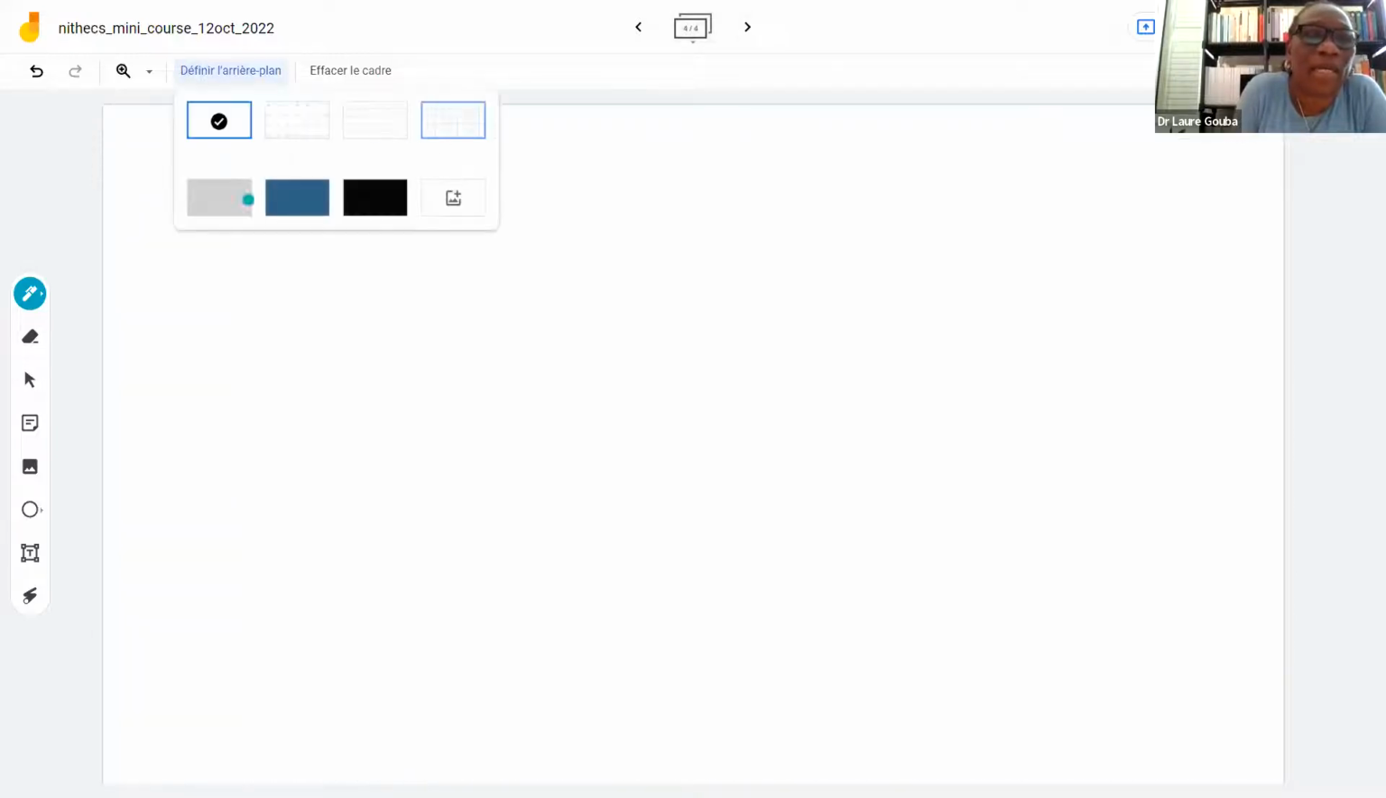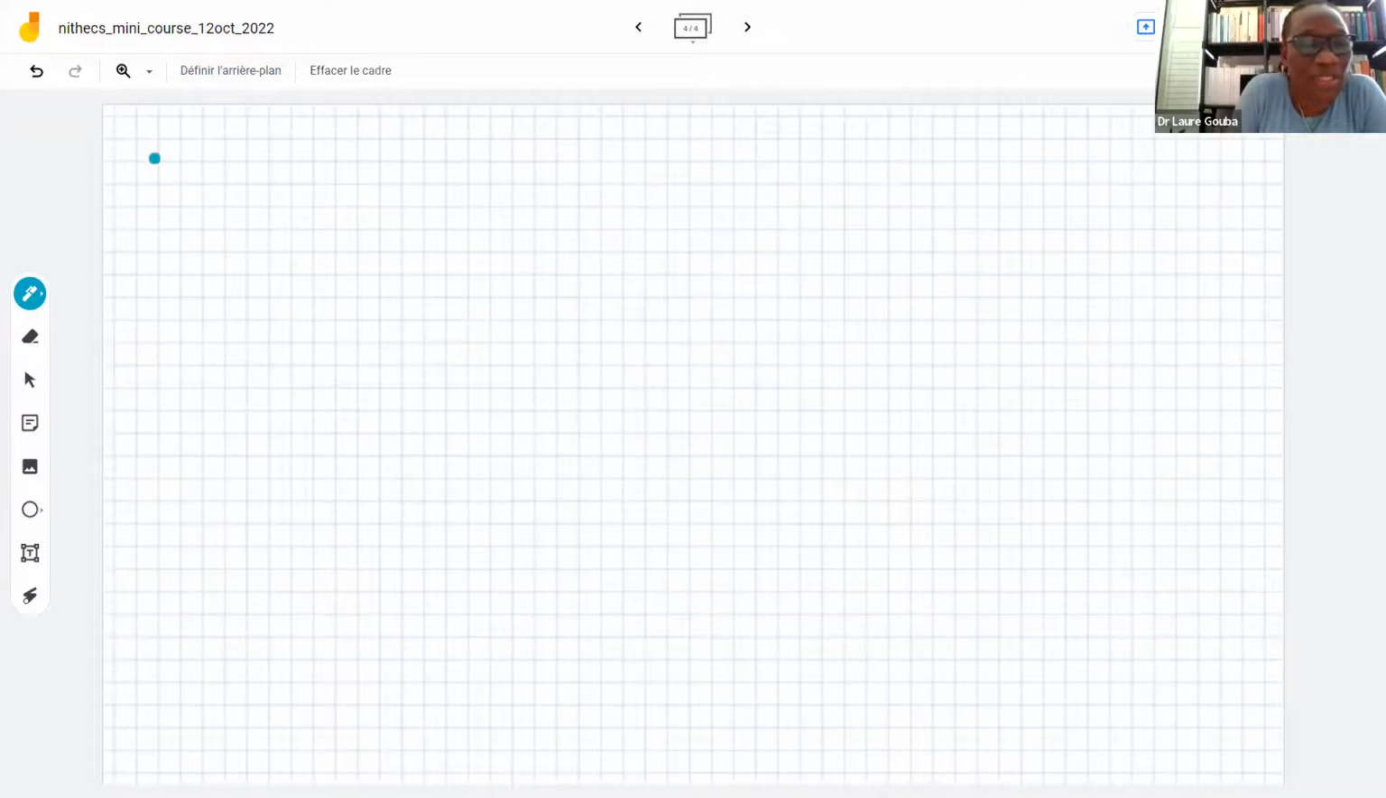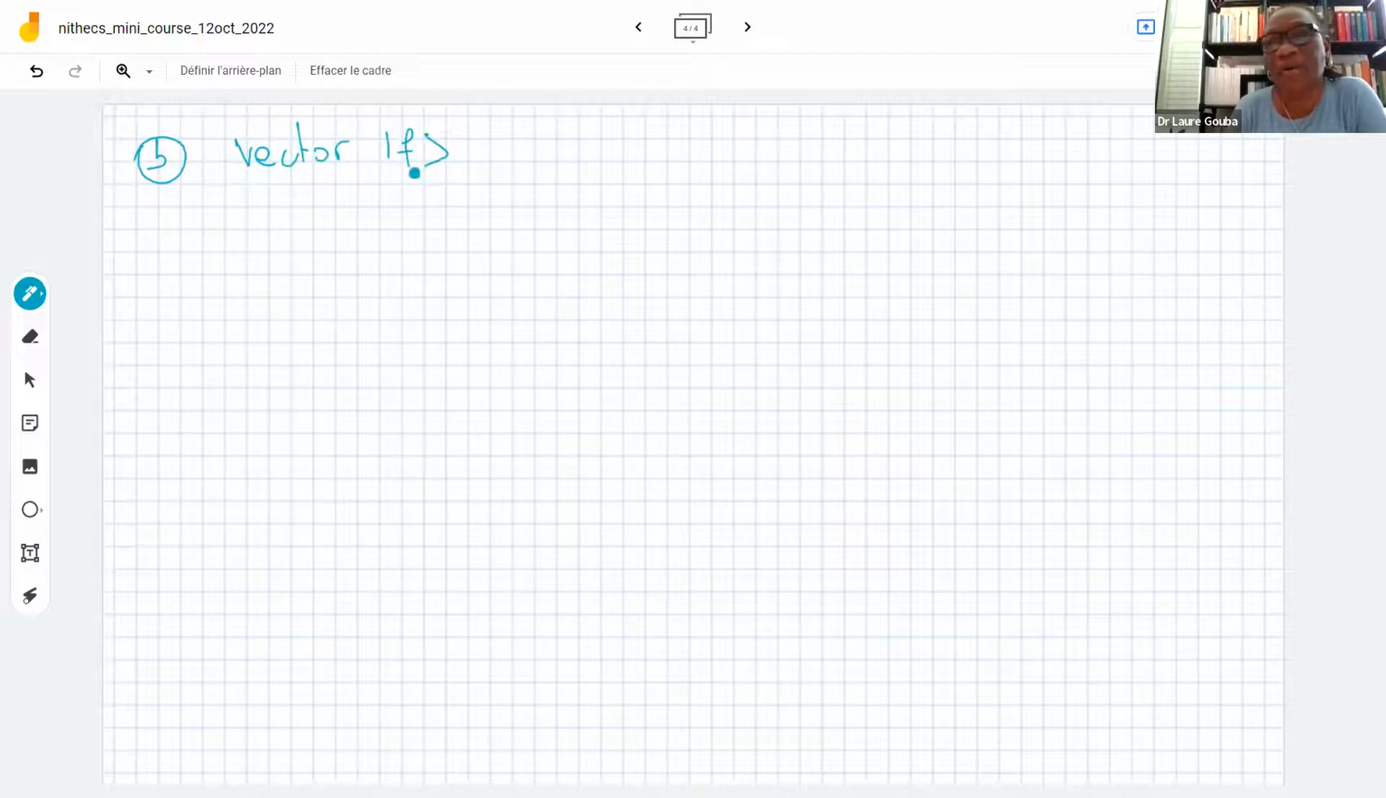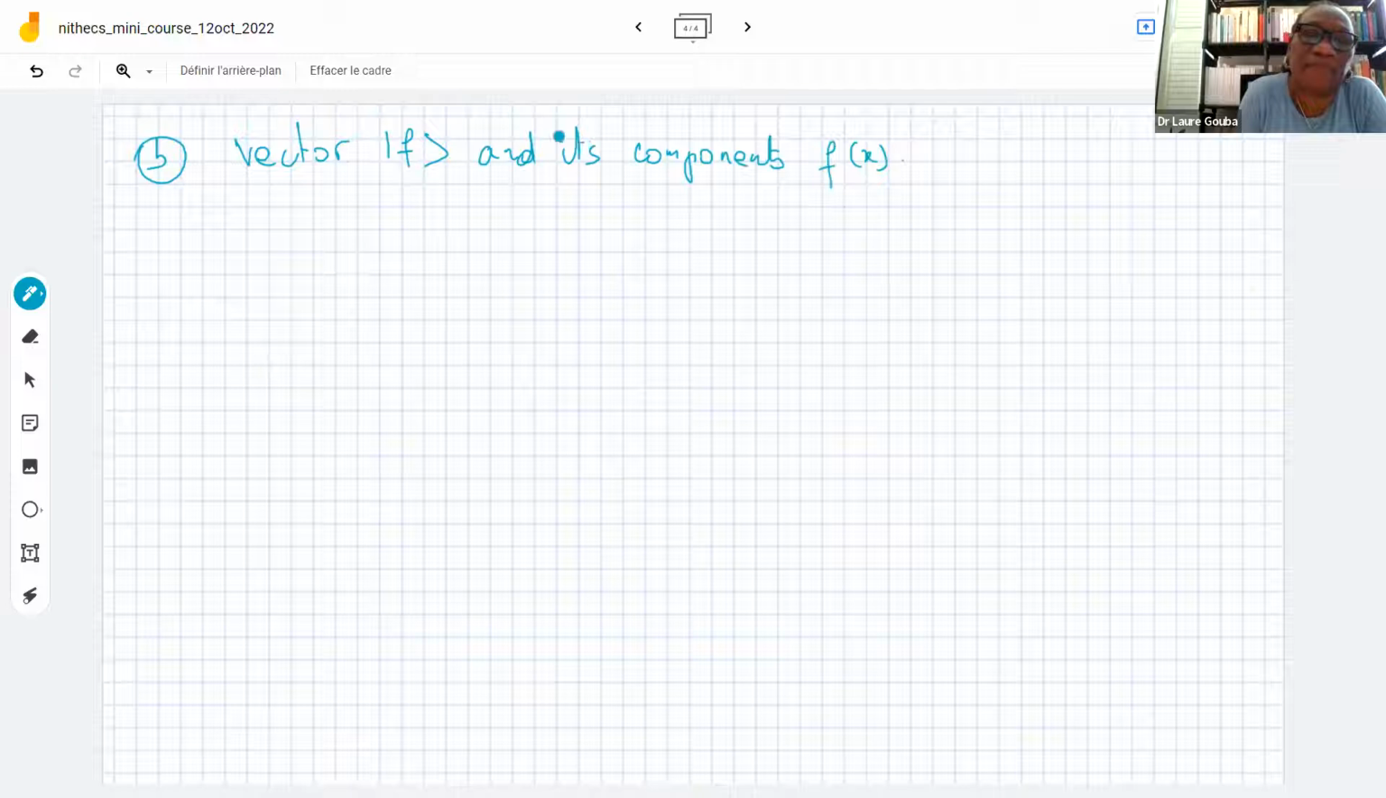Okay, so let's continue. Now I would like to introduce, as a second point, the notation of an abstract vector f. I hope you are all familiar with the Dirac notation for vectors and its component f of x.